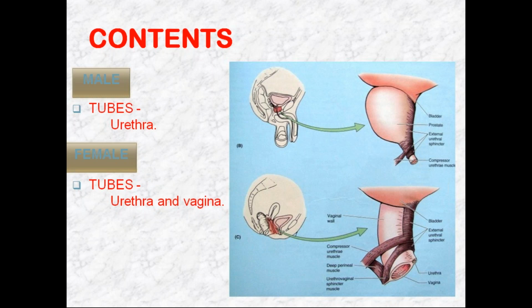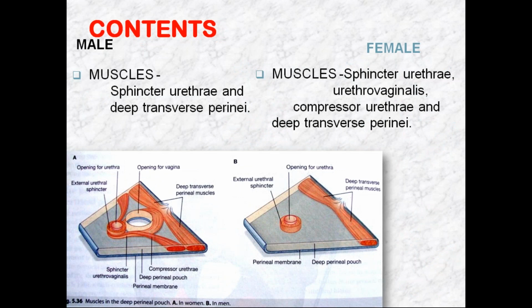Urethra and vagina, and in case of male, urethra, right? So contents of deep perineal pouch, see one by one. Muscles. So in case of male, deep perineal pouch contains muscles named sphincter urethrae and deep transverse perineae.